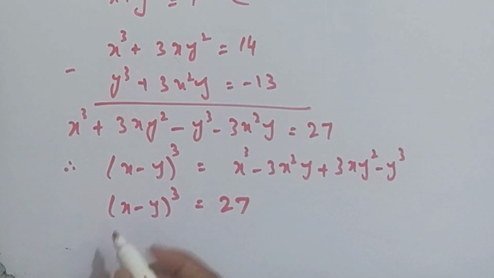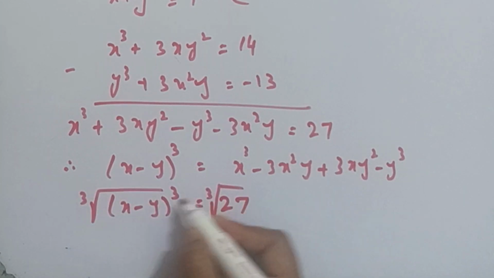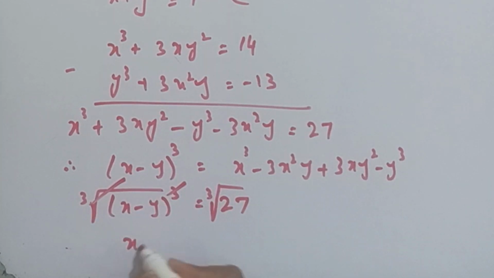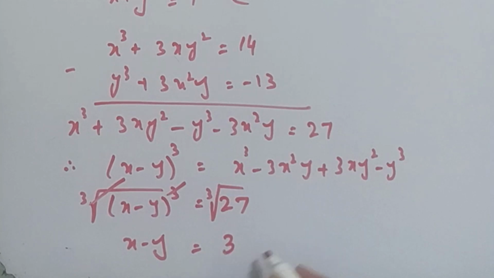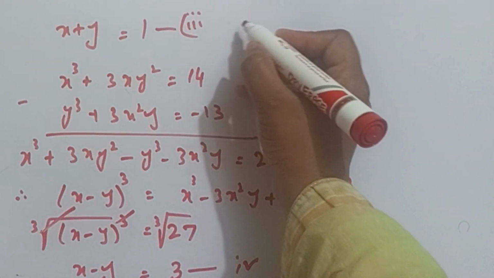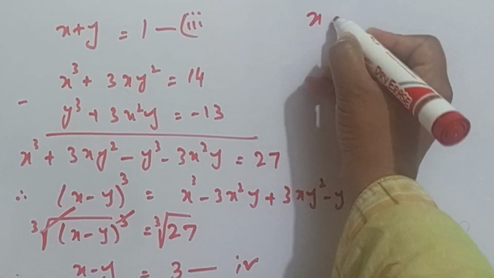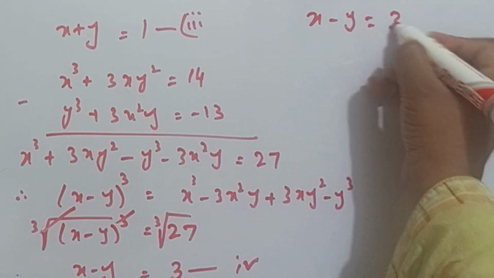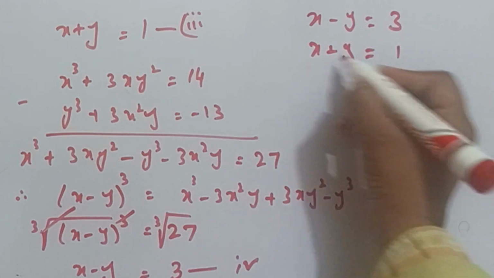Now in the next step, we take a cube root on both sides of this equation. This will cancel, we just get x minus y is equal to the cube root of 27, which is 3. This is our equation 4. Now we solve equation 3 and 4. This is our equation 3, and equation 4 is x minus y is equal to 3, and equation 3 is x plus y is equal to 1.